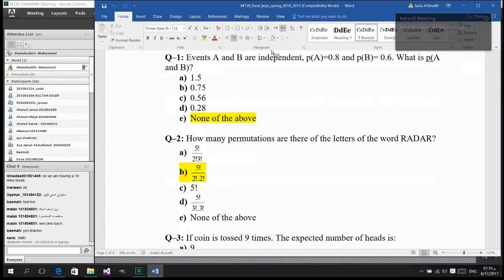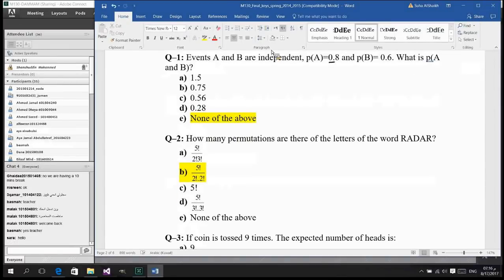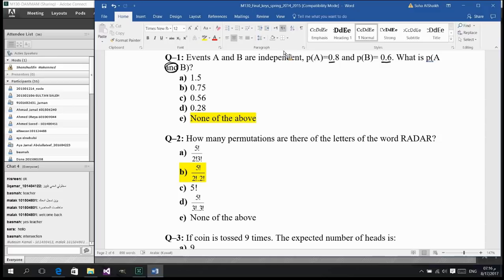You have a probability of A given by 0.8. Probability of B is given by 0.6. They want the probability of A and B. What does and mean here? The intersection, صح ولا لا? So I'm talking about the probability of A intersect B.